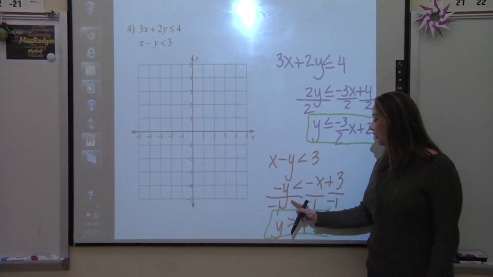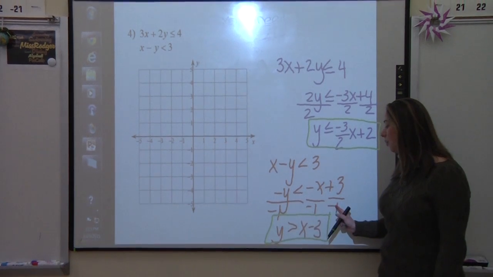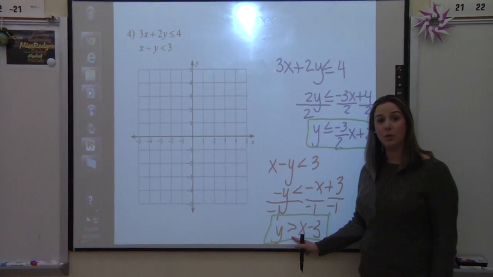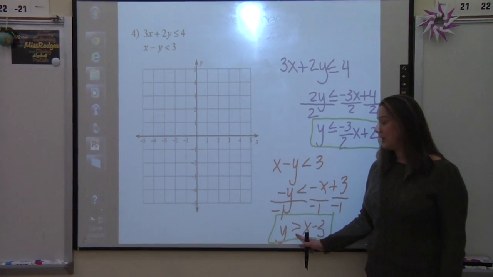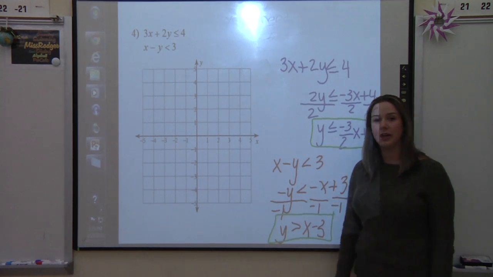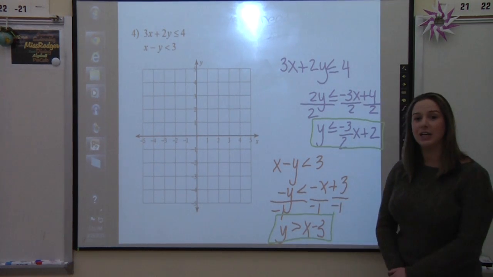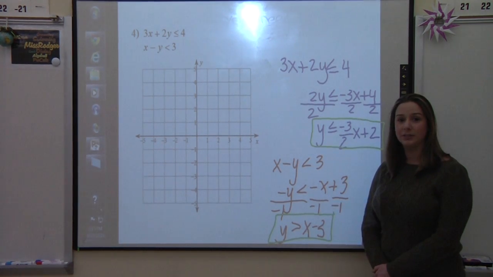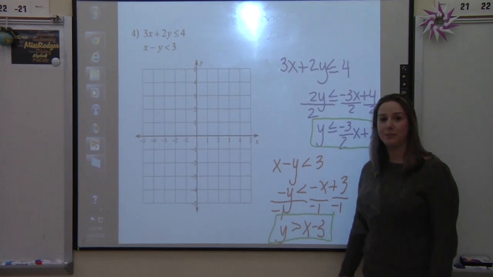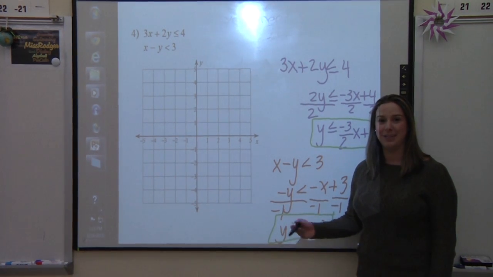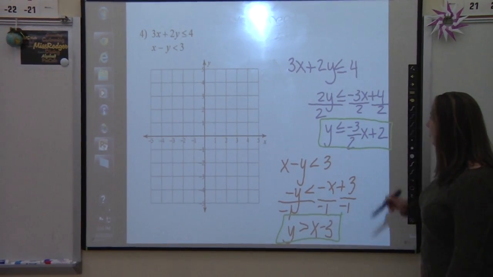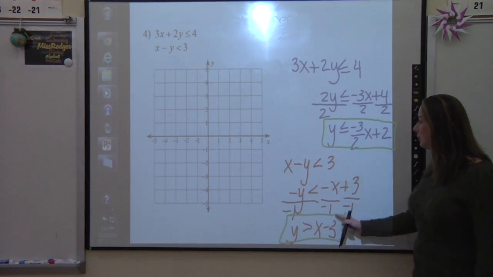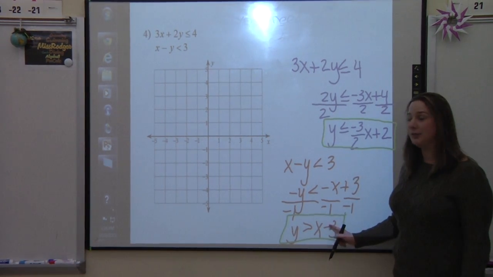Notice on this inequality, when we divided by -1, the direction of the inequality sign flipped. It went from less than to greater than. This is important to consider when dealing with inequalities. Let's graph both and see what the solution set's going to be. I'm going to use both of these equations to graph.